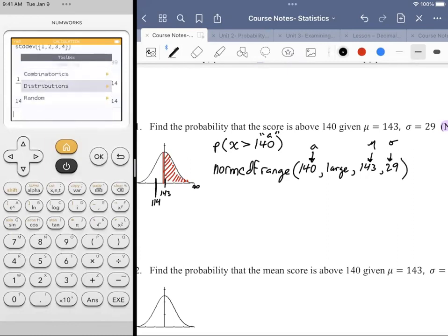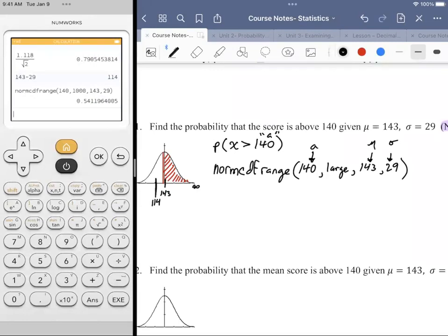Probability, distributions, normal. Okay, same place we got it before. Norm CDF range. Oops. 140. Something large. I don't know what the context is here, but I've got to figure large is going to be something substantially bigger than 140. So maybe 1,000. The mean of 143, the standard deviation 29.